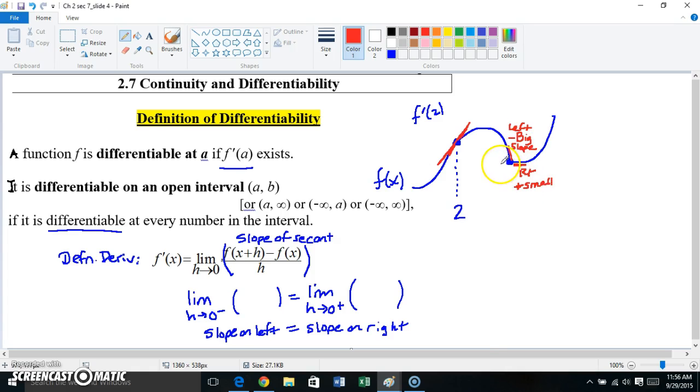So here, the slope on the left could be negative 100, and the slope on the right positive 1/2. The slope on the left and the slope on the right are not the same. And so at this point, f of x is not differentiable. If this happens to be at x equals 5, we'd say f prime of 5 does not exist. The left-hand slope does not equal the right-hand slope.